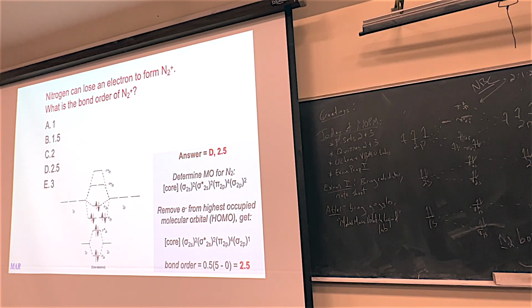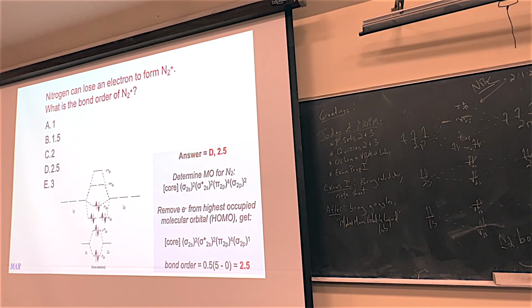Now, drawing the 1s all the time is a little tedious, especially when you get to the bigger ones. So you can write core or core electrons there in square brackets. That's a nice way to save yourself some time. Core or core electrons are fine.